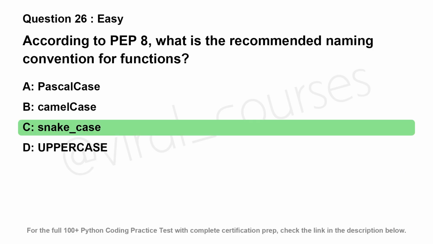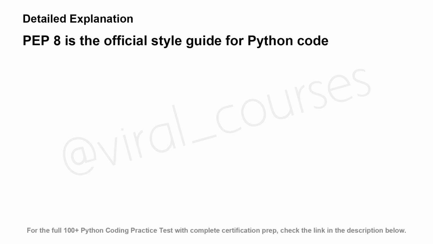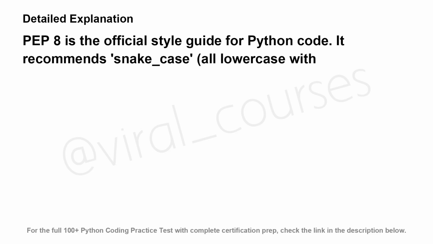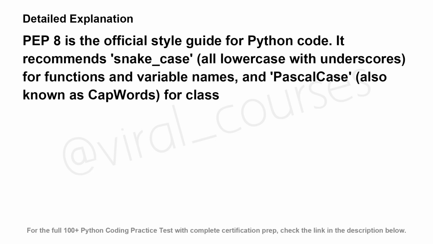The correct answer is C. PEP 8 is the official style guide for Python code. It recommends snake_case, all lowercase with underscores, for functions and variable names, and Pascal case, also known as CapWords, for class names.